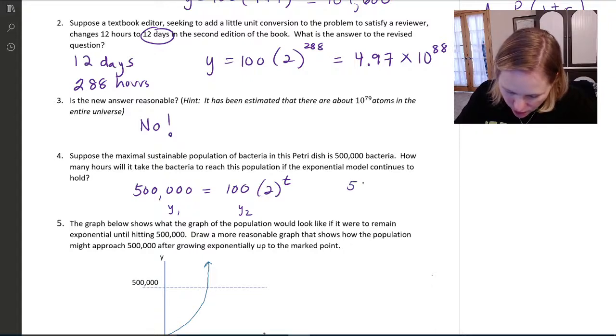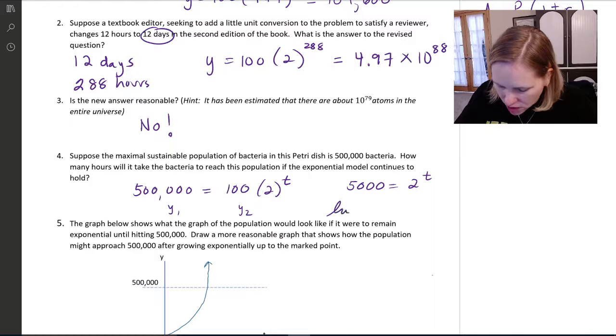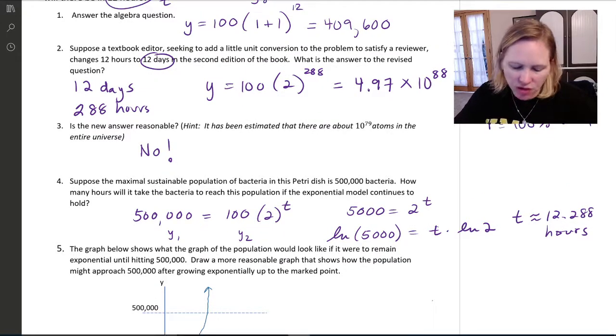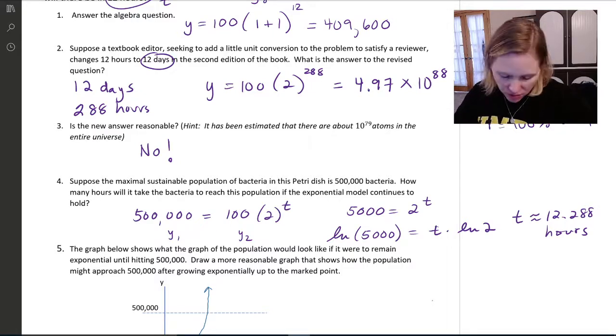If we divide both sides by 100, we get 5,000 equals 2 to the t. Using natural logs, we'll get the natural log of 5,000 equals t times ln 2, divided by ln 2. You end up getting a value here. T is approximately 12.288 hours. So that makes sense because up here we got 409,000 bacterial cells after about 12 hours. So a little bit longer than that, and we've reached our maximum value.